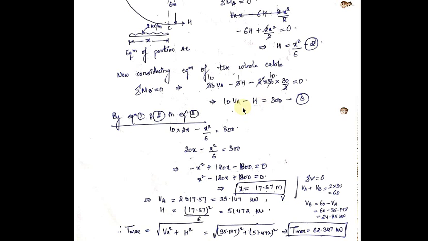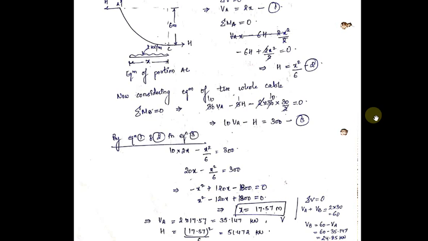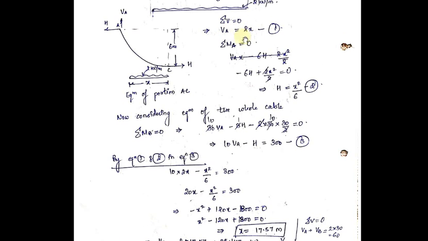Now we already had found out the value of VA, it is 2x, and the value of capital H we have found out as x square by 6. After putting the values, we will get the equation of x. So the distance of C point from the A support is 17.57 meters.